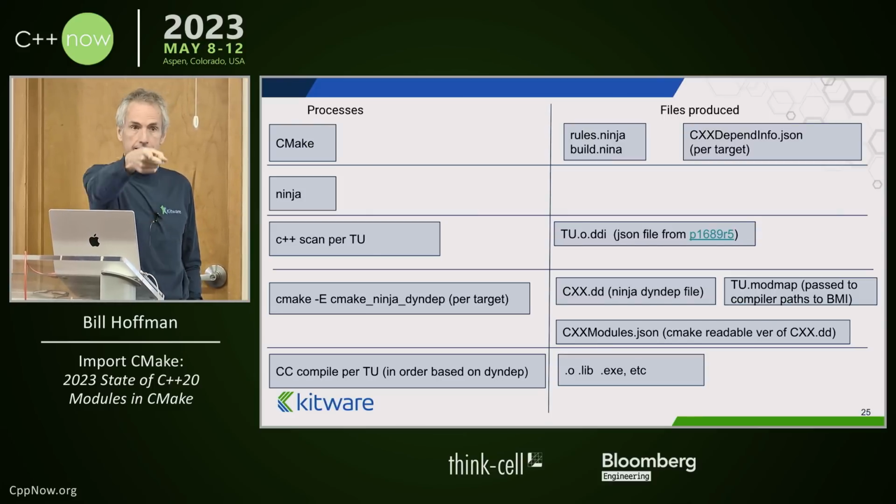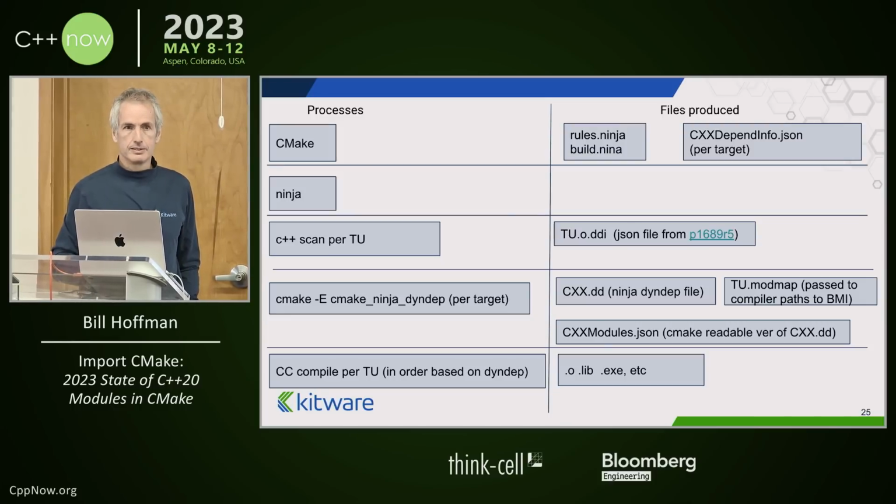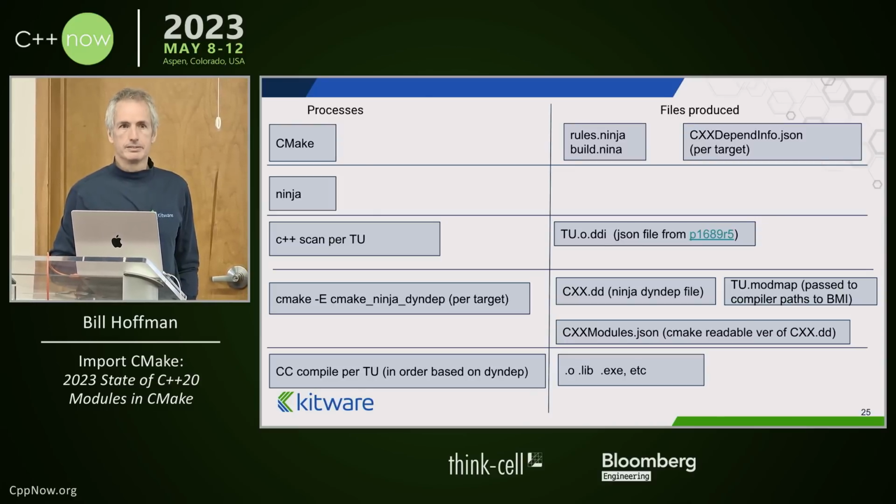.exes, etc. Yes? So the cxx.dd is the thing that tells basically Ninja what order things have to be built in, and then the mod map is what tells the compiler where to find the BMIs? Is that correct? That's correct.